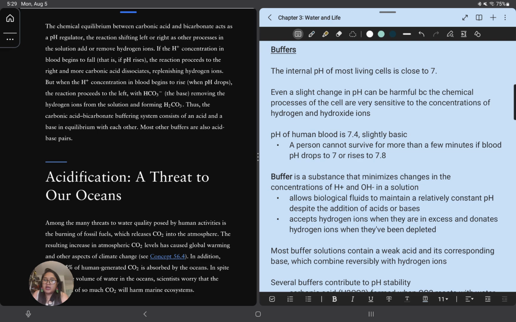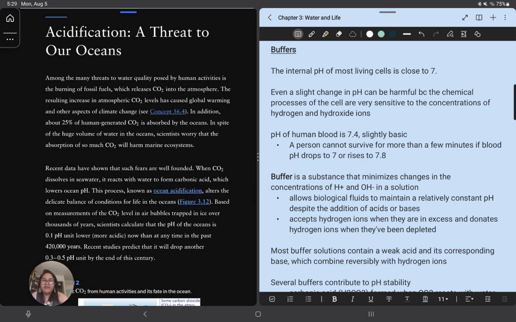But when the hydrogen ion concentration in blood begins to rise, when pH drops, the reaction proceeds to the left, with bicarbonate, HCO3, the base, removing the hydrogen ions from the solution and forming H2CO3. Thus, the carbonic acid bicarbonate buffering system consists of an acid and a base in equilibrium with each other. Most other buffers are also acid-base pairs.